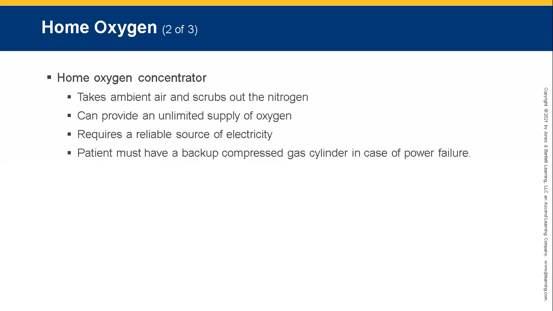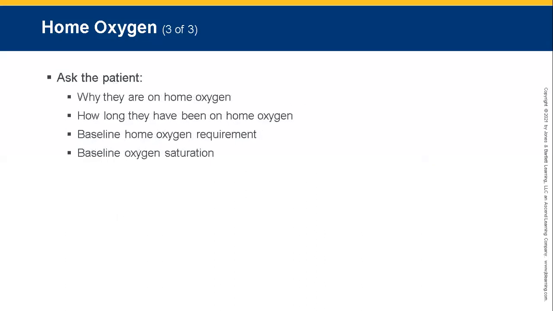The home oxygen concentrator takes ambient air and scrubs out the nitrogen so the patient gets pure oxygen. It can provide an unlimited supply of oxygen, but requires a reliable source of electricity. The patient must have a backup compressed gas cylinder in case of power failure. Ask the patient why they are on home oxygen, a very important question. How long they have been on home oxygen, baseline home oxygen requirement, baseline oxygen saturation. All of these things are important.